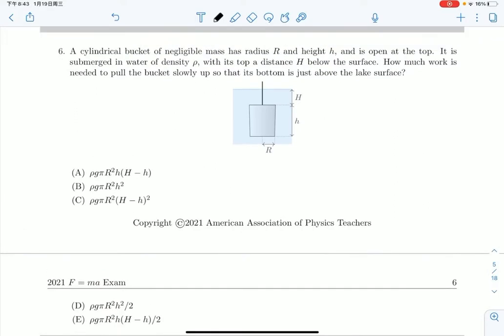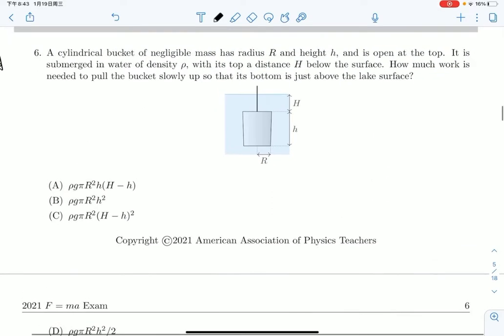Okay, moving on to question 6. This question is also hard. I don't know why there are so many hard questions in 2021. If you want to solve this question rigorously, you also need to use calculus. Oh my god.